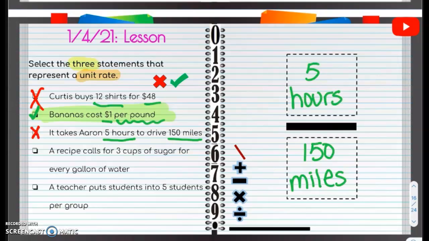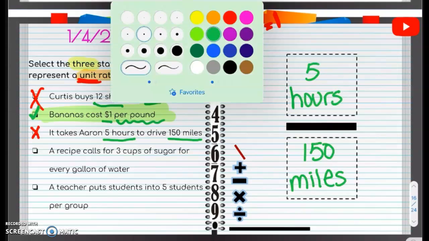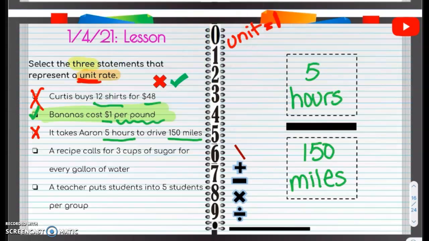Unit means 1. Unit means 1. Unit means 1. 1 unit. So if I want 1 unit of Cheerios, that's 1 box of Cheerios. All right, let's take a look at the next one. Oop, I want to erase.